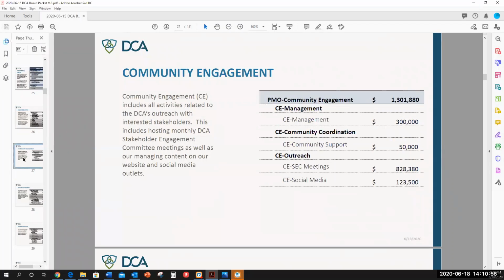Our next category is community engagement. This budget supports our stakeholder engagement team. It conducts all of our outreach and communications with the various stakeholders interested in the program, supports our monthly stakeholder meetings, including the engineering work that goes into developing the presentations. The group also helps manage our website and social media content, which we hope to keep fresh and updated routinely so that the sites and the social media areas don't get stale. Next.